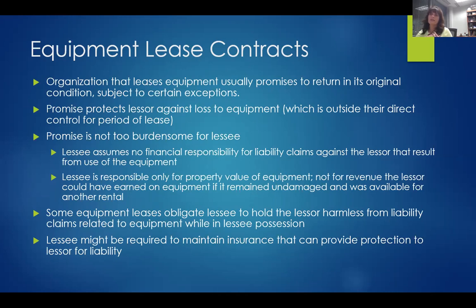Some equipment leases obligate the lessee, the person leasing it, to hold the lessor, the equipment owner, harmless for any liability associated with the equipment.